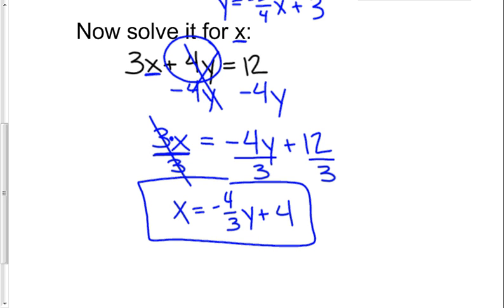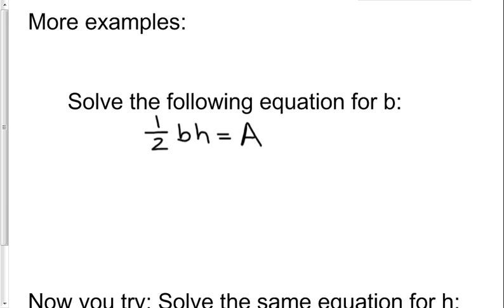Okay, so whenever you see solve it for x or solve it for y or solve it for a specific variable, it means you're trying to get that variable by itself. And once you have that variable isolated by itself, that's when you're finished. Let's look at a second example. Here's the area formula for a triangle, 1/2 base times height. So we're going to solve it for b, meaning we want to get b by itself.